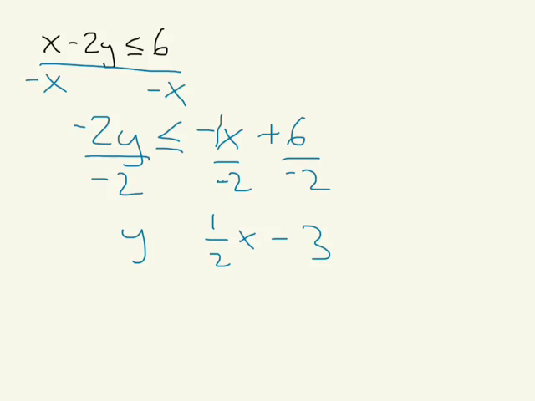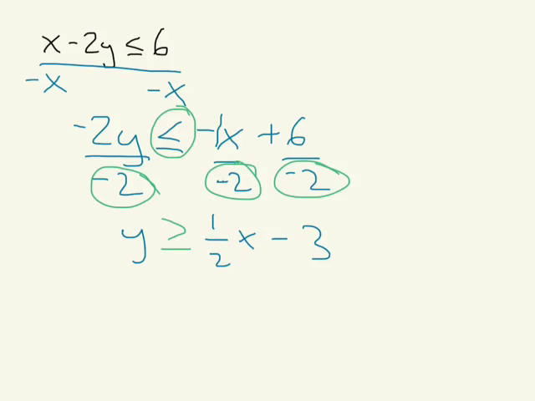Now the important thing here is that we just divided by a negative number. And with inequalities, when you divide by a negative number, you're going to flip your inequality sign. So we used to have less than or equal to, but since we divided by this negative number, we're actually going to have greater than or equal to.